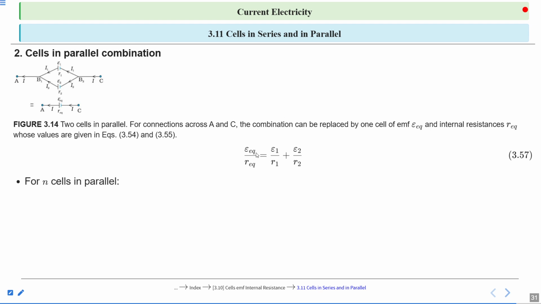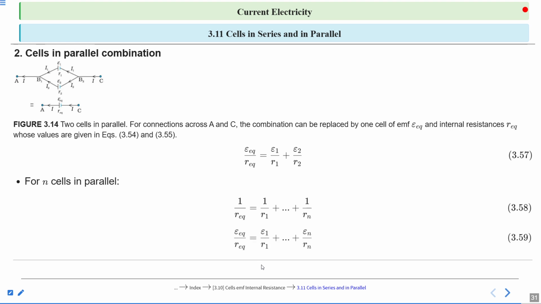So E equivalent upon R equivalent will be epsilon 1 upon R1 plus epsilon 2 upon R2, which is equation 3.57. For n cells in parallel, 1 by R equivalent will be equal to 1 by R1 plus so on up to 1 by Rn, if there are n cells in the circuit. This is equation 3.58. And E equivalent by R equivalent for n cells will be equal to epsilon 1 upon R1 plus so on up to plus epsilon n upon Rn, which is equation 3.59.